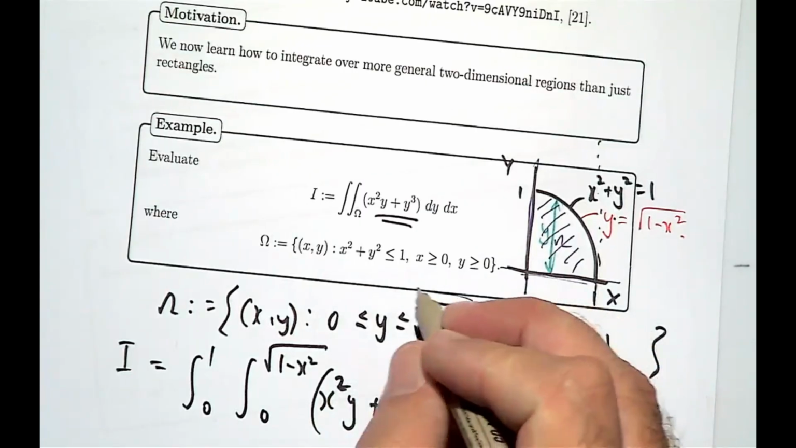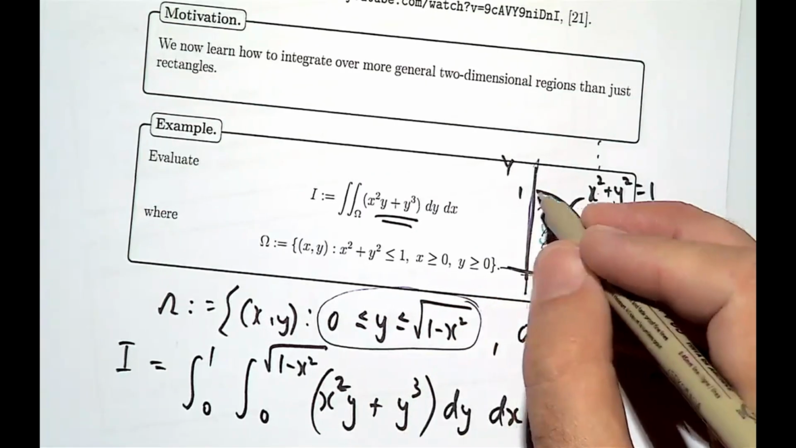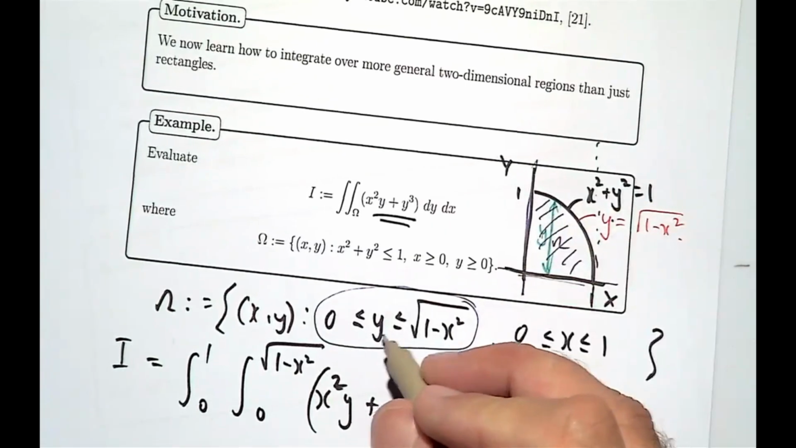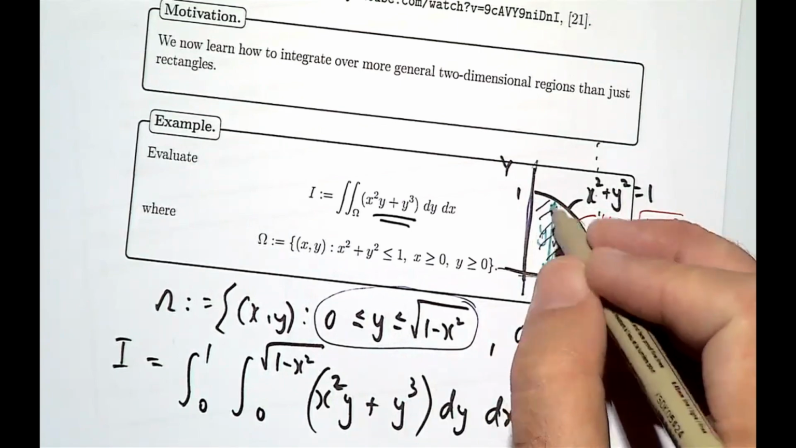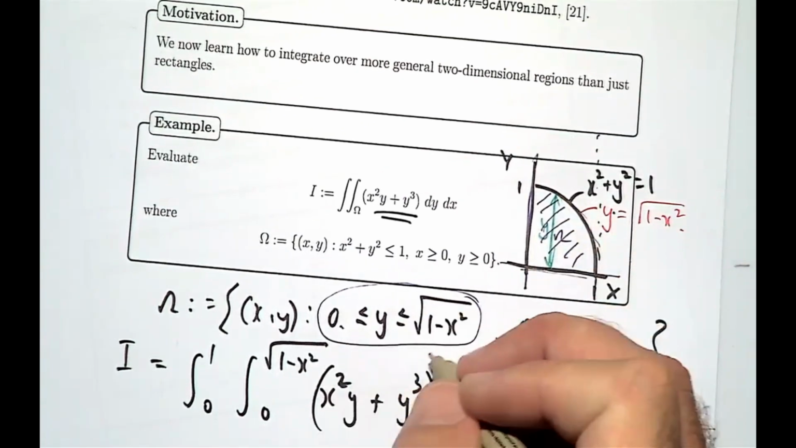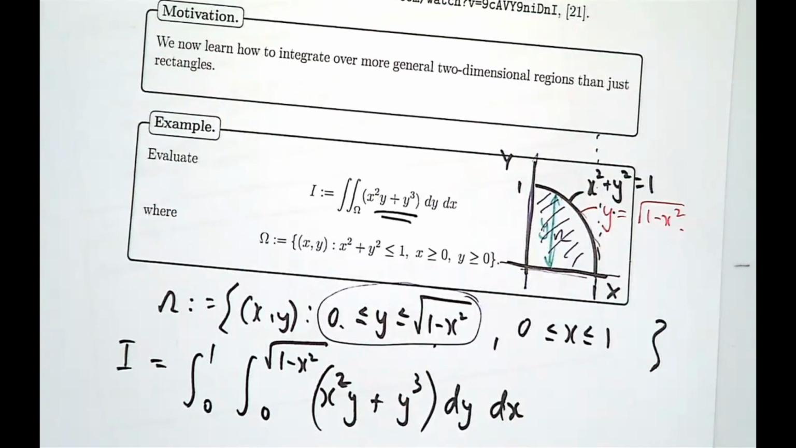So there's a question at home, like why is y below this? Well, that's the function. Y is here in between these two curves. So that's one curve, that's the other curve. Okay?